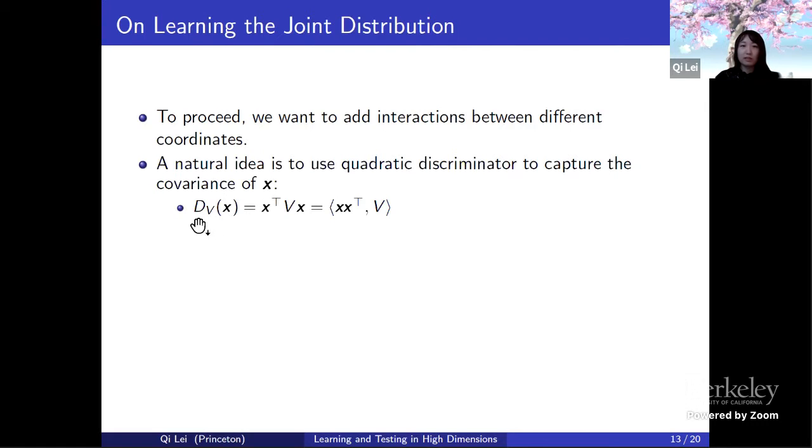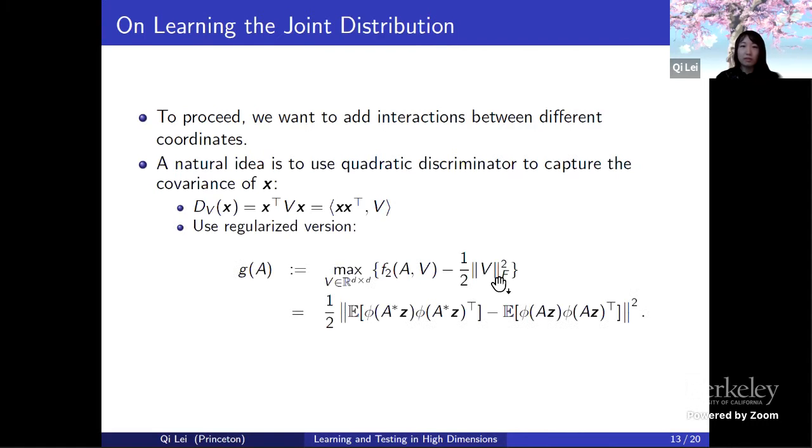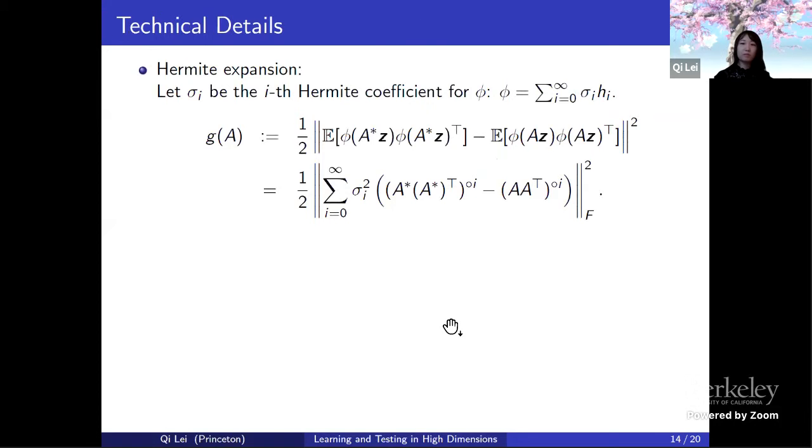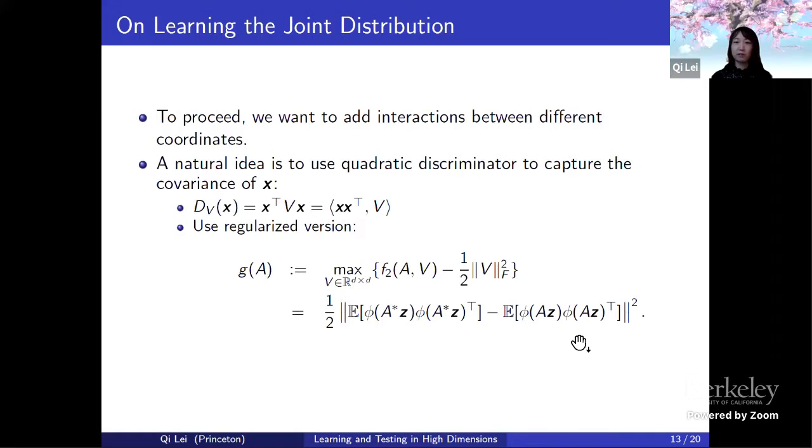So let's see. The discriminator looks like x transpose Vx, and we can also write it as the inner product between xx transpose and the parameter for the discriminator function, V. Therefore, again, with the regularized version, the max part can be written like this. In order to minimize this function, it's actually equivalent to matching the second moment of the target and learned distributions. And to proceed, we need to study the geometry of this function.